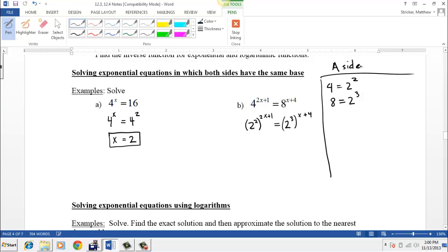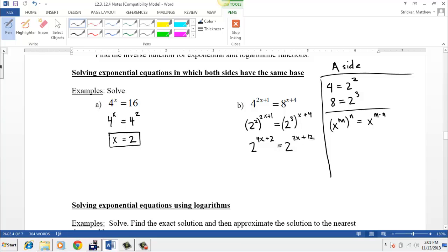And then remember our power rule. When we raise a power to a power, x to the m raised to the n power, what do we do with those powers? We multiply them. That's m times n. So here we need to distribute this 2 to the 2x plus 1. So this would become 2 to the 4x plus 2. And on the other side, if we distribute the 3, we have 2 to the 3x plus 12.